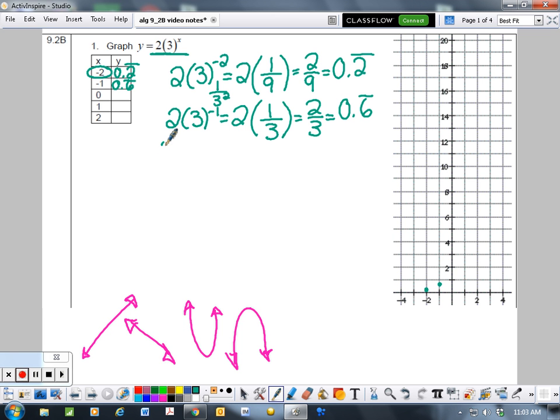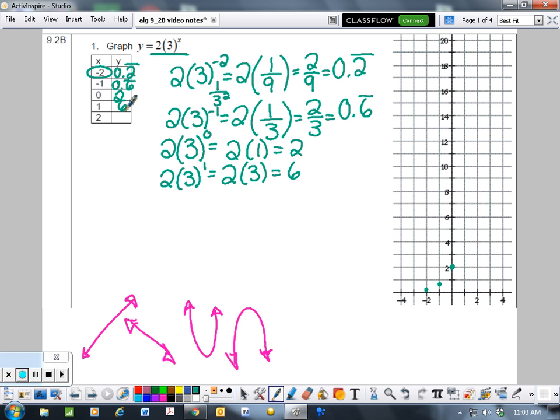Okay, so the next one, 2 times 3 to the 0 power. Well, we talked earlier, anything to the 0 power is really 1. So this is 2 times 1, which is 2. And so now we have the point (0, 2). Now we're going to plug in 1. So 2 times 3 to the first power, which is 2 times 3, which gives us 6. So now we have the point (1, 6). And now we're going to calculate the 2. So 2 times 3 to the second power, which is 2 times 9, which gives us 18.